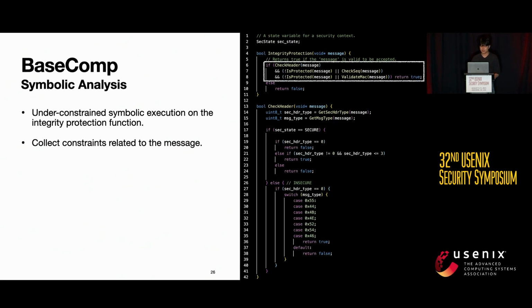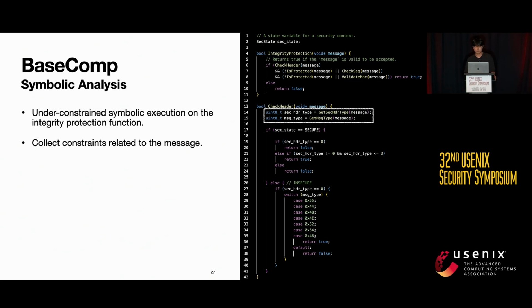BASECOMP does under-constrained symbolic execution on the integrity protection function and collects constraints related to the message buffer. For a brief explanation of how this works, the code on the right is a simplified version of the integrity protection function and its callees. For the message given as the function argument to be treated as valid, the conditions in the if statement inside the white box have to be true.